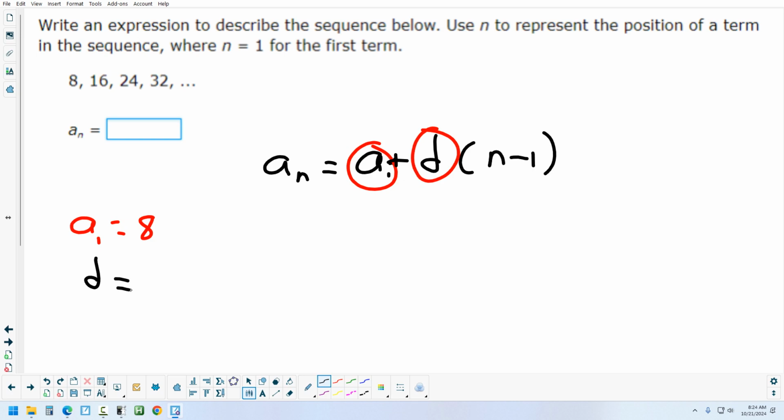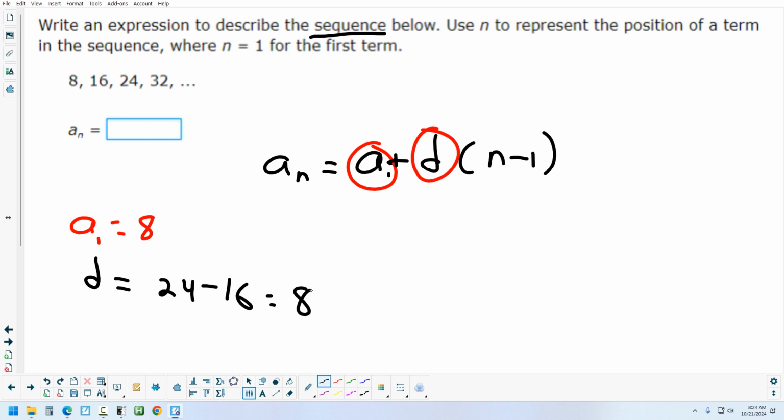So to get your common difference, take a number and subtract the one that comes before it. Doesn't matter which two you use. If it's an arithmetic sequence, you're going to get the same thing. Another word you might see sometimes in a question is progression. Sequence and progression mean the same thing, so don't get confused if you see that word. What's 24 minus 16 give me? Yeah, 8. So there's my common difference.